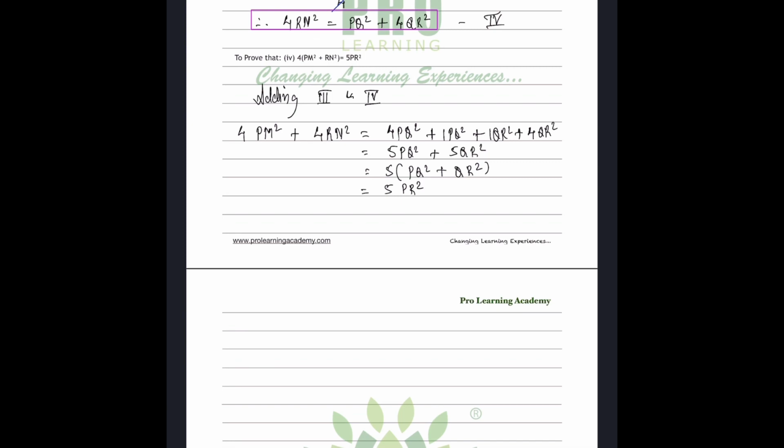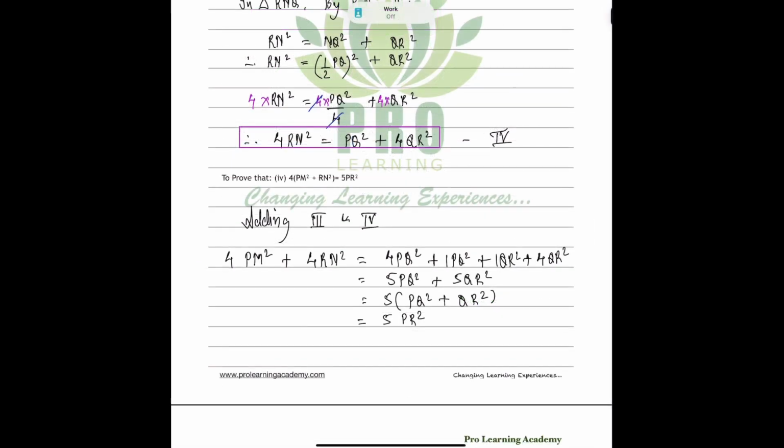So thus we have succeeded in proving. What we finally get is 4PM square plus 4RN square is equal to 5PR square.